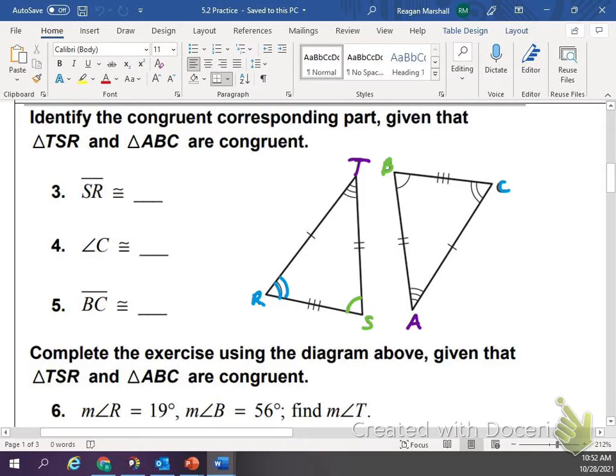So we have SR. It does matter the order you write it in. So they said S first. So what corresponds with S? B. And then they said R second, which corresponds with C.